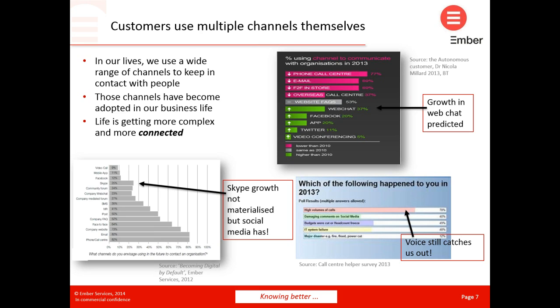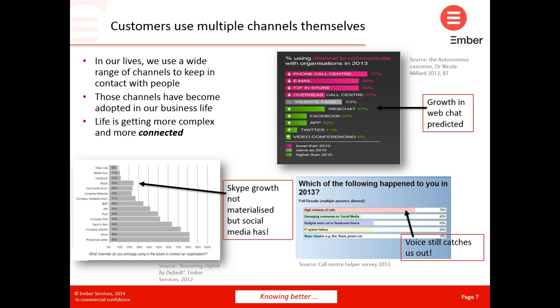And this is quite an interesting slide here in the top right-hand corner from Dr. Nicola Millard at BT. And I think the key thing I wanted to pull out here in view of where we are today, what we're talking about today, is the uplift in web chat. 37% of organisations are expecting to deploy, or customers are expecting to use web chat in communication with an organisation, which is clearly an appetite for some growth. Video conferencing is there at 5%, but I suspect that's slightly understated when you start thinking about the chat market.